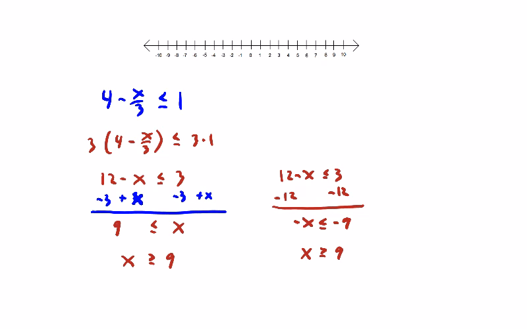So if I want to graph this, 9 is right here. Now notice this time it is greater than or equal to, so I want to include 9 as part of my solution, and I will include everything that's greater than 9.